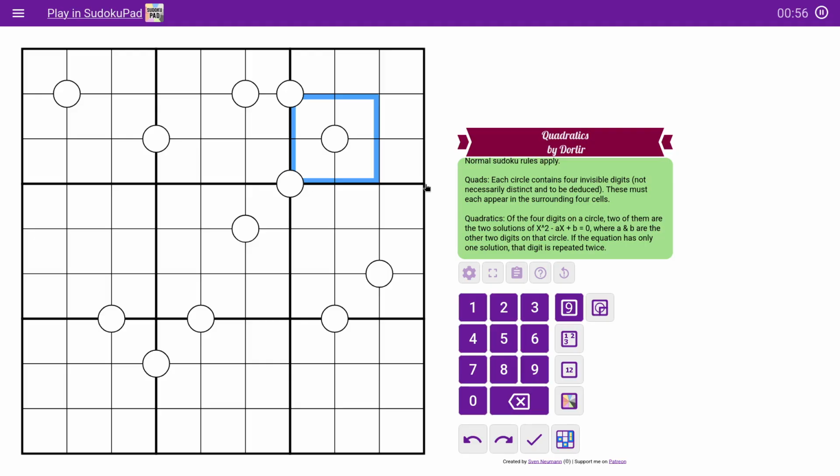So let's call, I need some new variables, c and d. Let's call c and d the 2 solutions to the quadratic equation, possibly c equals d, possibly c does not equal d. Then, of course, a is equal to c plus d, and b is equal to c times d. So this is just a complicated way of saying there are 4 digits on each circle: c, d, c plus d, and c times d, where c and d could be anything.